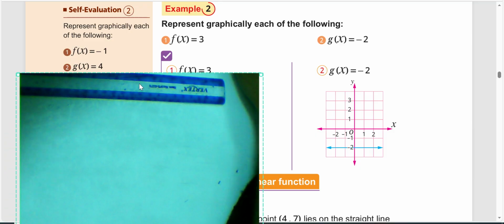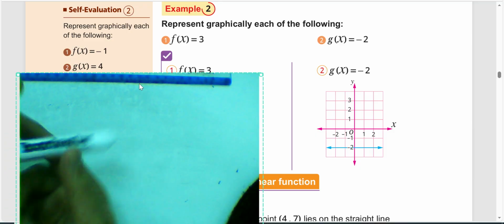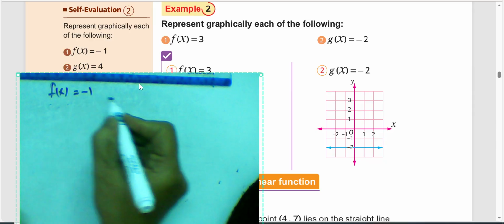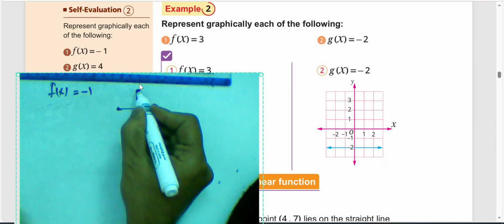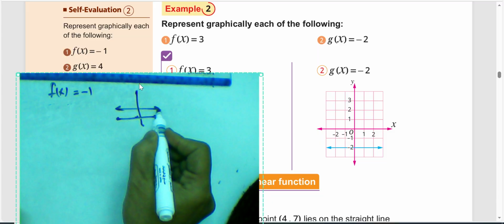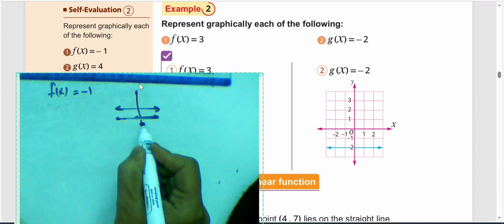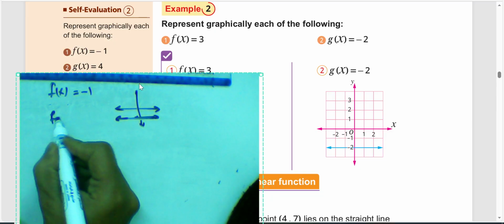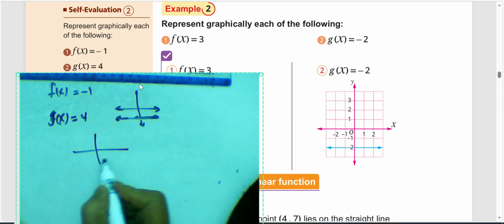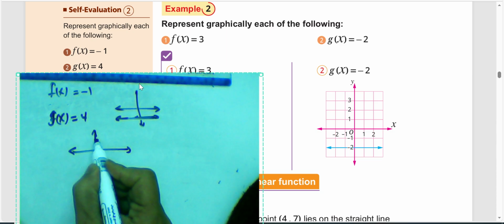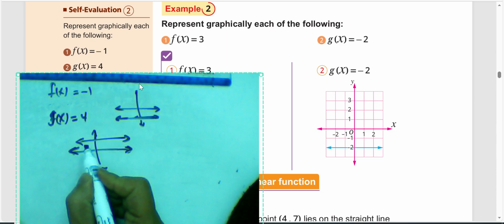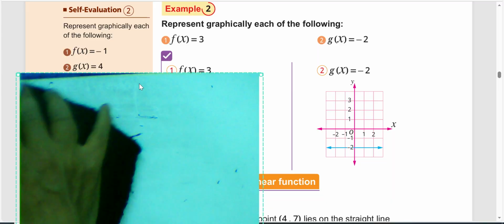What about the function here? f of x equal negative 1. We can draw the function here, passing through the point 0 and negative 1 and parallel to the x-axis. Okay, and what about g of x equal 4? We can draw a straight line passing through the point 0 and 4 and parallel to the x-axis. Okay.